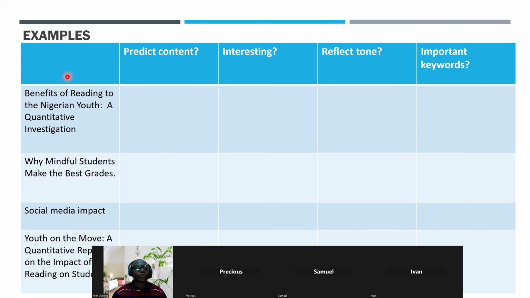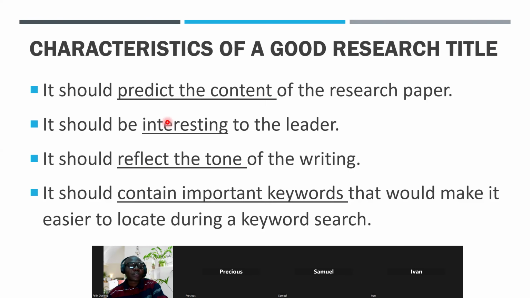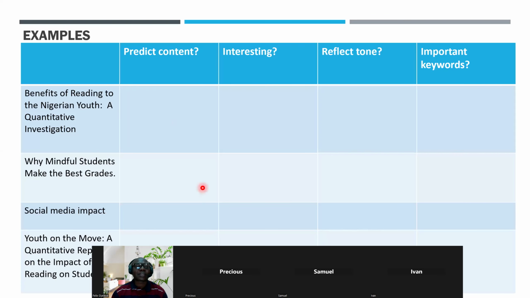Now, we want to grade these research titles based on content. Recall in the previous slide, I said your title, number one, must predict the content. Number two, it should be interesting. Number three, it should reflect tone. And number four, it should contain important keywords. So let's go back to that slide. If you are still with me, the first one, will you say it predicts content?